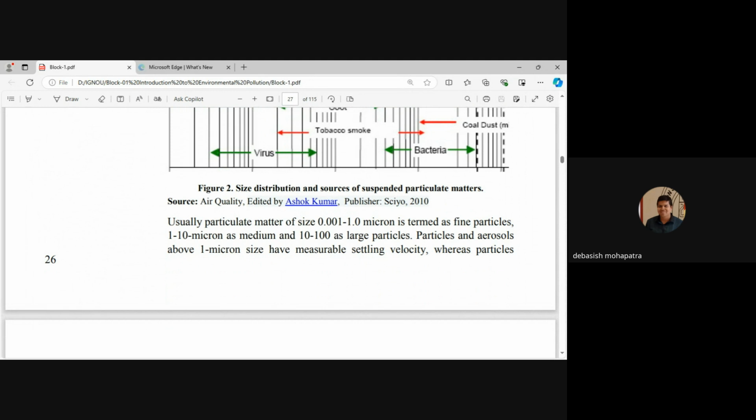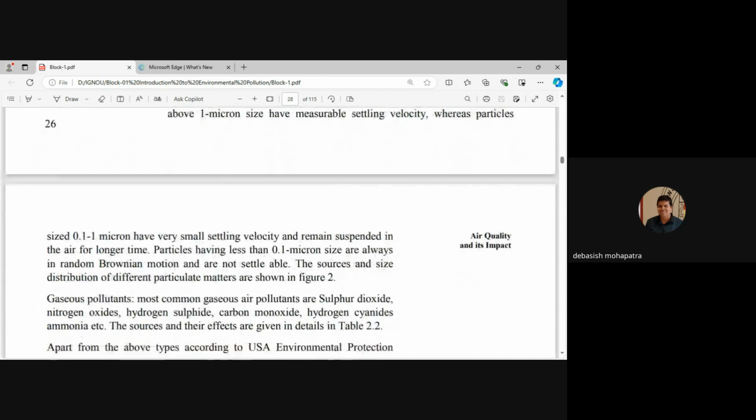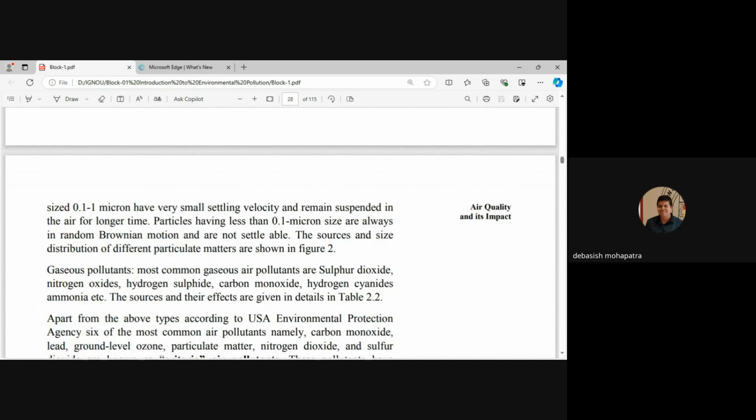Usually, particulate matter of size 0.001 to 1 micron is termed as fine particles, 1 to 10 micron as medium, and 10 to 100 are large particles. So particles and aerosols above 1 micron size have measurable settling velocity, whereas particles of size 0.1 to 1 micron have very small settling velocity and remain suspended in the air for a long time.